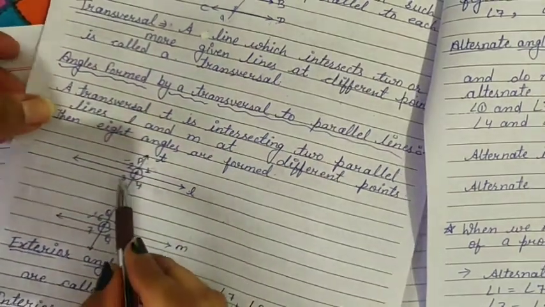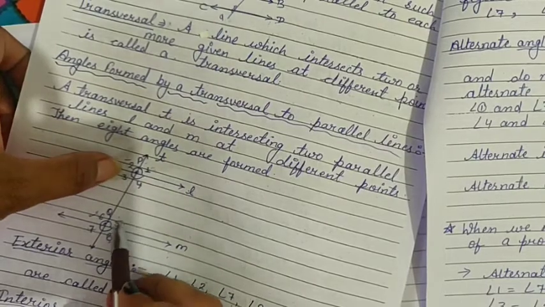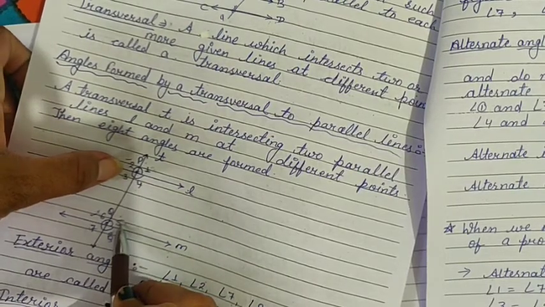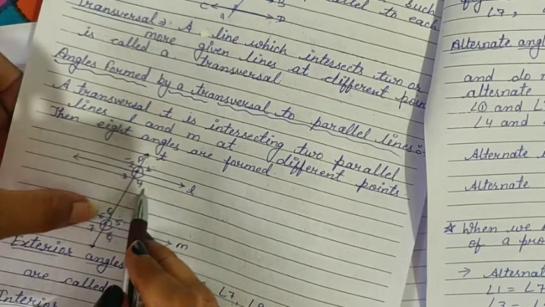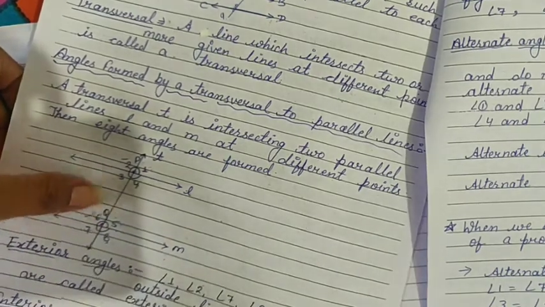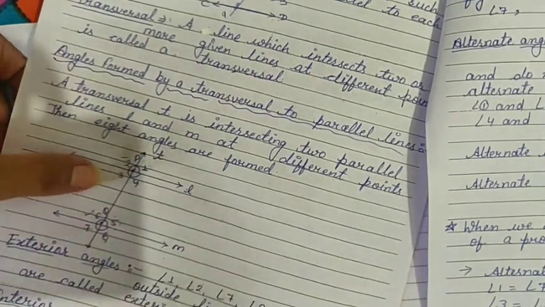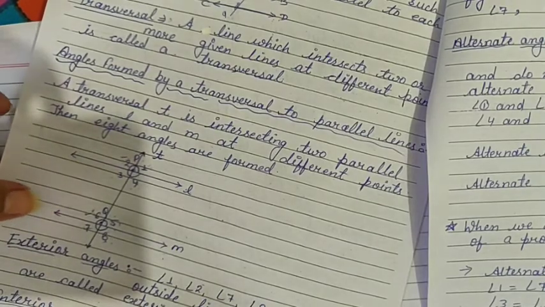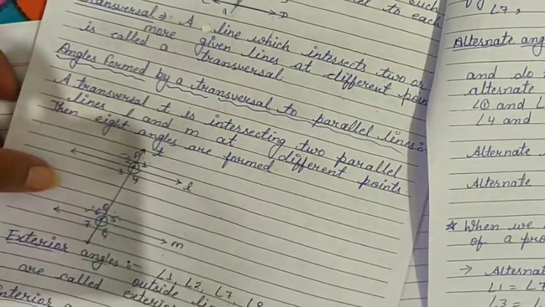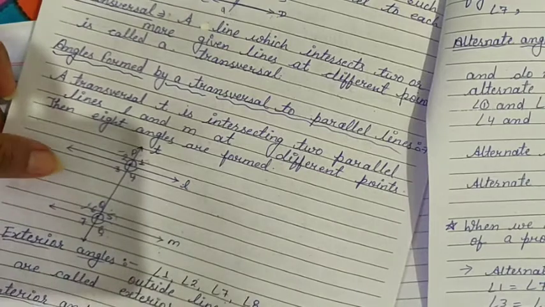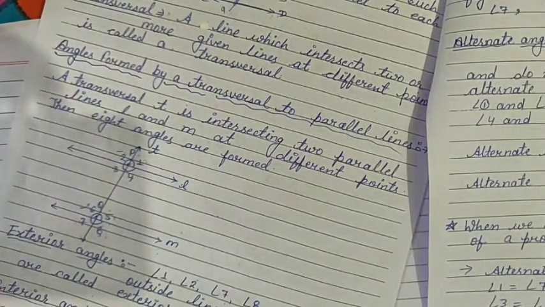And angle 3 and 5, these are called alternate interior angles, and 4 and 6 are also alternate interior angles, and angle 2 and 8 are alternate exterior angles, and angle 1 and 7 are also alternate exterior angles.